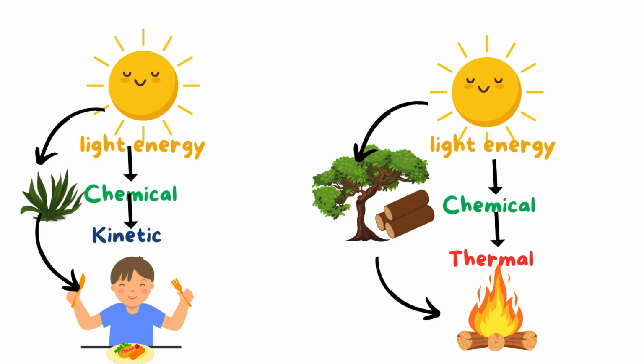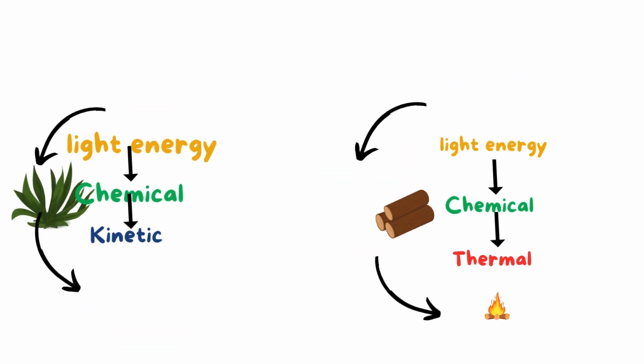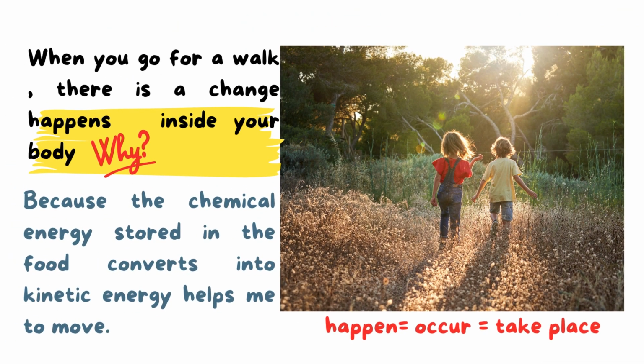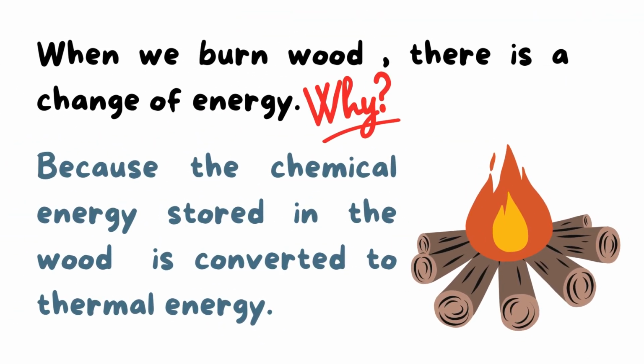Okay, so we have two questions here. First, when you go for a walk, a change happens inside your body. Why? Because the chemical energy stored in the food converts into kinetic energy, which helps us to move. The word happen means occur, means take place. All of them have the meaning of happen. If it's clear, we will take another question.